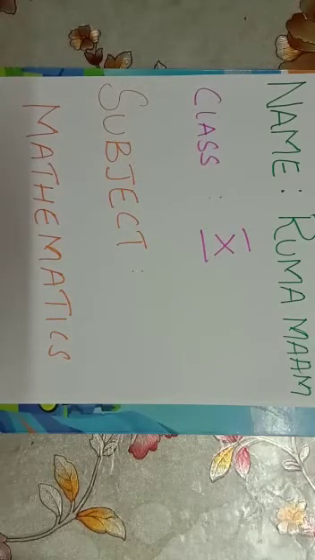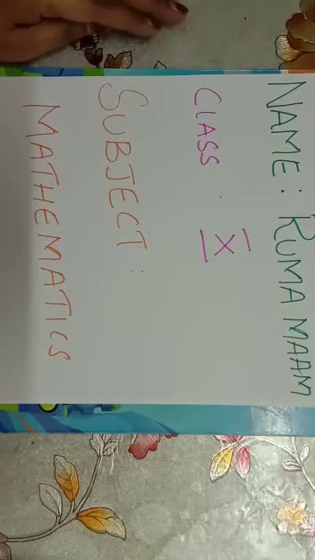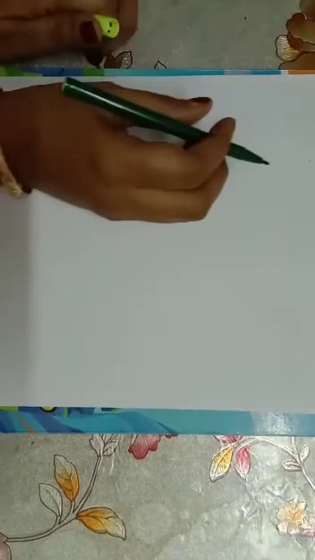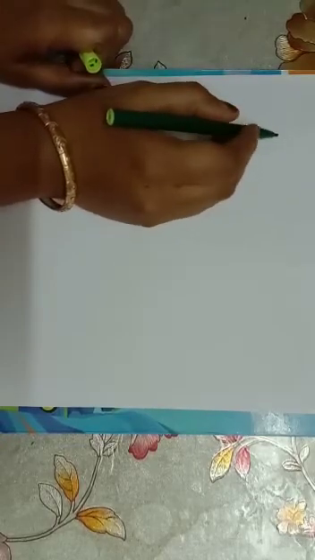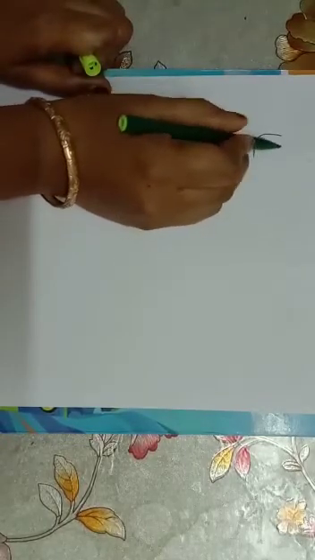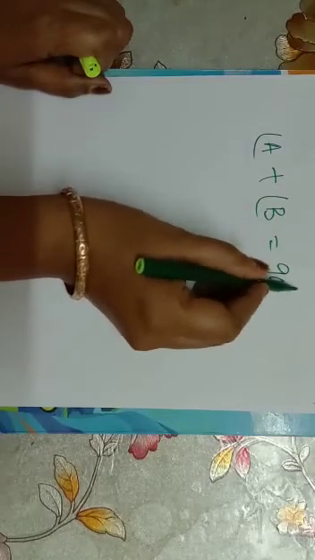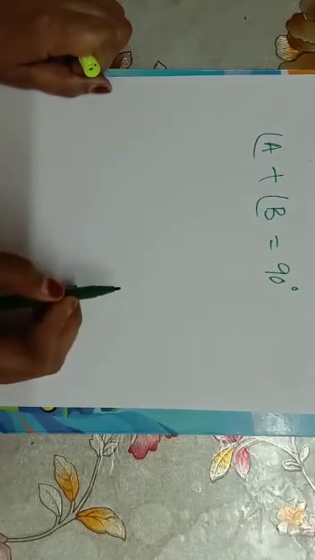Coming back to the next topic, let's start trigonometric ratio of complementary angles. What are complementary angles? Complementary angles means the sum of two angles should be 90 degrees. For example, if angle A plus angle B is equal to 90 degrees, this is what we call complementary angles.